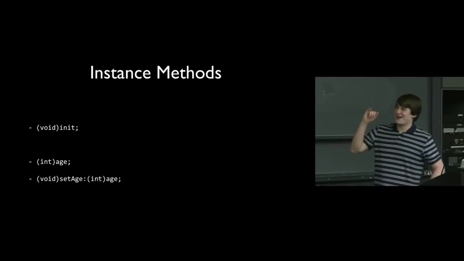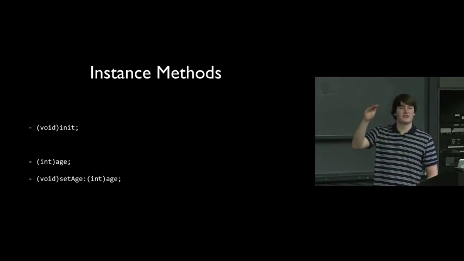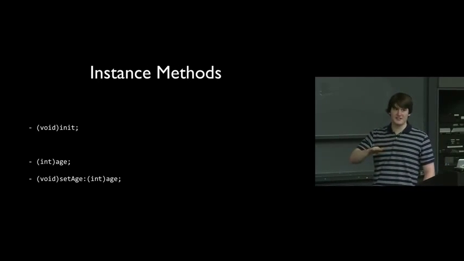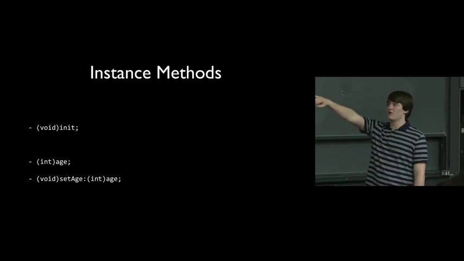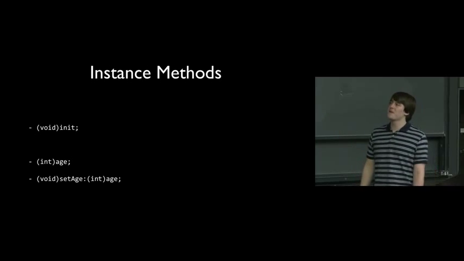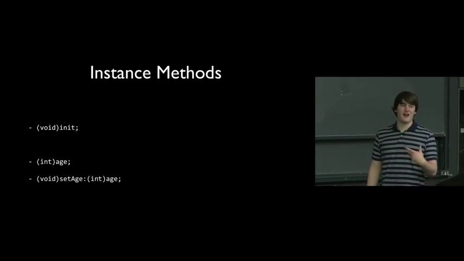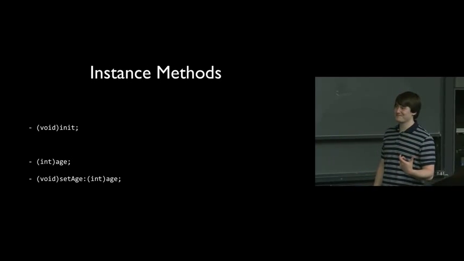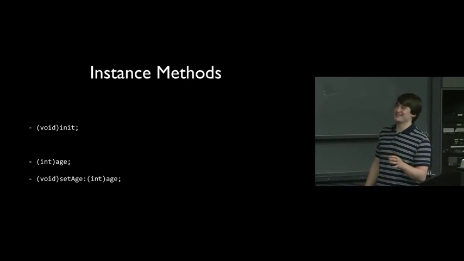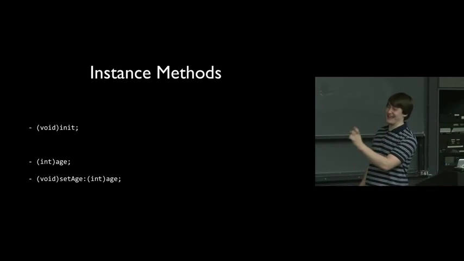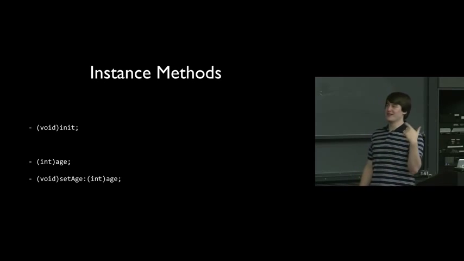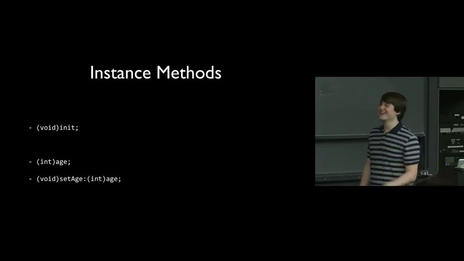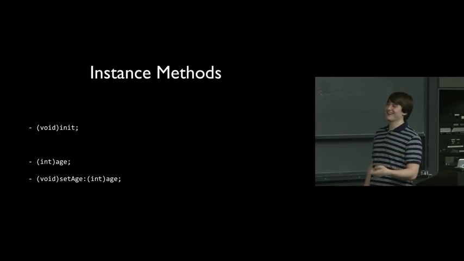So the syntax for these things, we see all the way on the left is going to go plus or minus, always. And then we're going to have the return type of the method. So here we have void, int, void. Then after the return type, we have the name of the method. And so we have the name init, and we have the name age. And then technically the name of the last method is going to be setAge:. We'll see why.